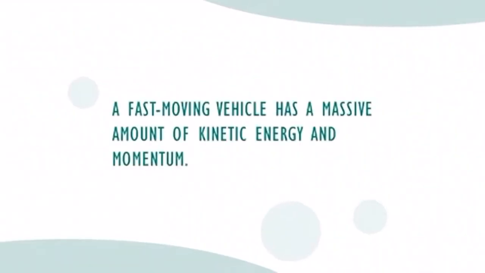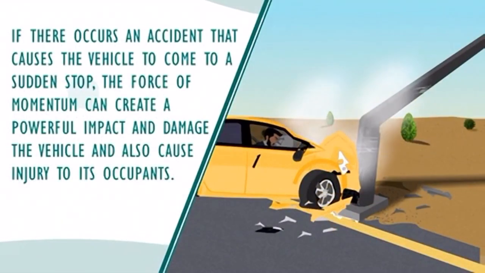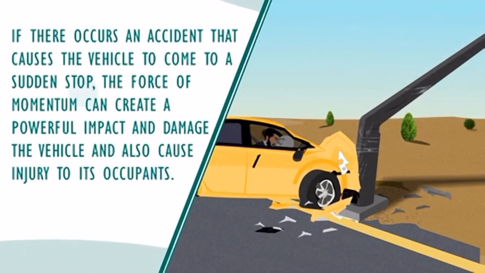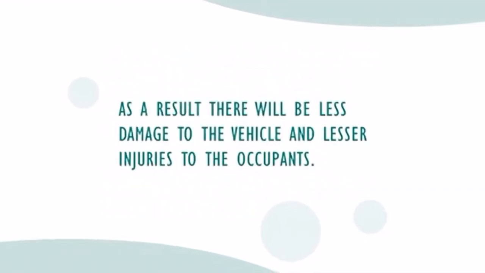A fast-moving vehicle has a massive amount of kinetic energy and momentum. Motorists can reduce these forces by smooth and gradual braking. If an accident causes the vehicle to come to a sudden stop, the force of momentum can create a powerful impact and damage the vehicle and also cause injury to its occupants. However, if the vehicle slows down before hitting the object, or if there is a longer time available for the vehicle to come to a stopping point, the force of momentum will drain out and will have a less forceful impact. As a result, there will be less damage to the vehicle and lesser injuries to the occupants.